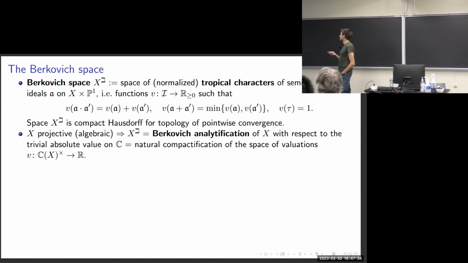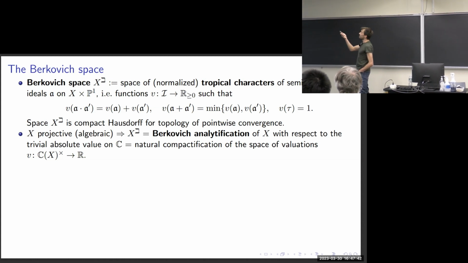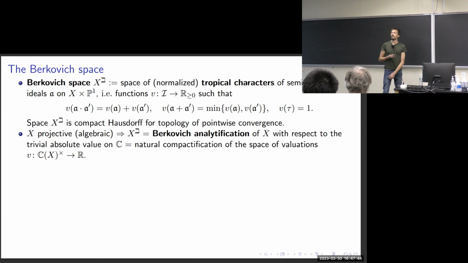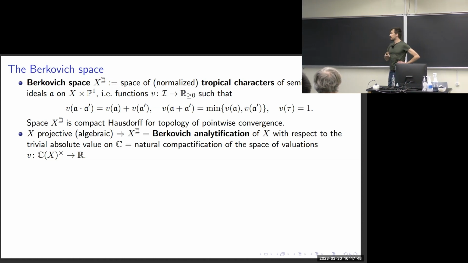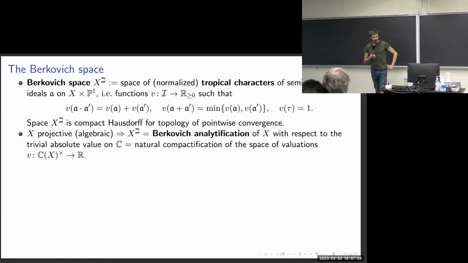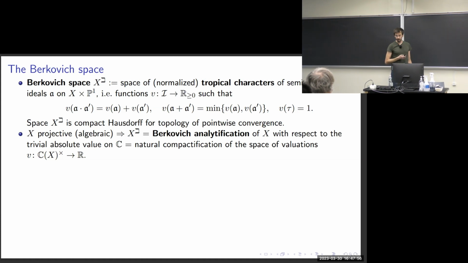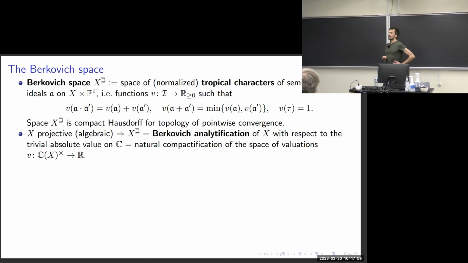Okay, and in fact, we are mostly interested in the values of V on ideals. So the way you would pass from a valuation on X to a valuation on the product with P1, which is what you need to make sense of V of A, is by something known as Gauss extension. But anyway, here it's better to just think you can directly evaluate the functions V on ideals A, because that's what we need.